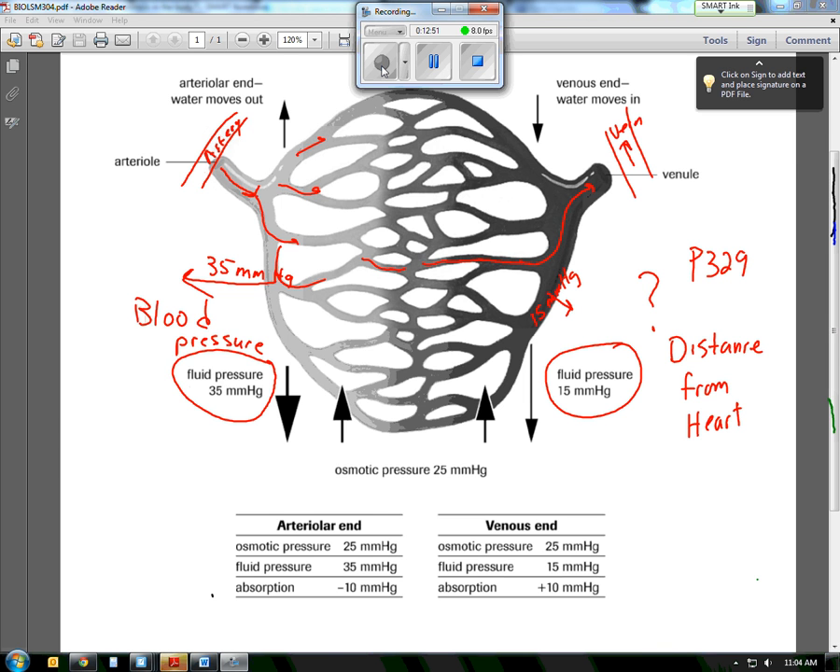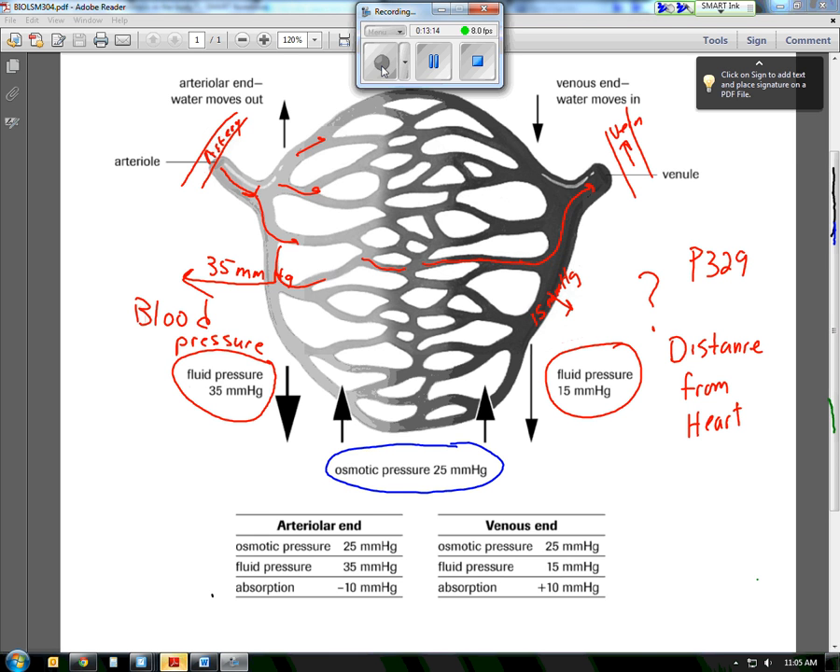So the second kind of pressure here is osmotic pressure. So here you'll see osmotic pressure, and the one thing you notice about osmotic pressure in this diagram is it doesn't change. The osmotic pressure is exactly the same. Now you're wondering, well, what's osmotic pressure?